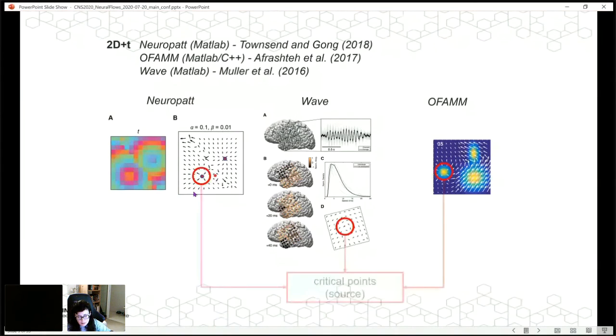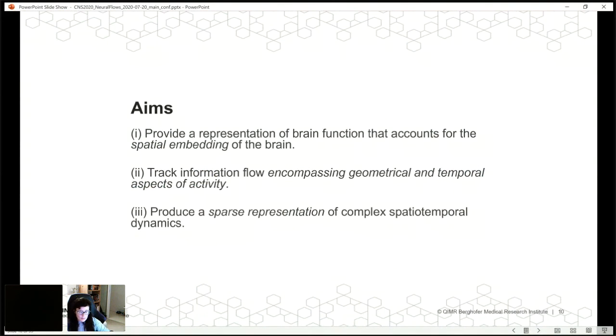In particular, we are looking at these nice points here that are called critical points or singularities. These are important because they are a sparse representation of a very complex spatio-temporal pattern. So what aims do we have here? We want to provide a representation of brain function that accounts for the spatial embedding of the brain, but also that we can track information flow encompassing geometrical and temporal aspects, because so far many analysis methods focus on temporal aspects, maybe spatial, but never at the same time. And we want to produce a sparse representation of complex spatio-temporal dynamics.